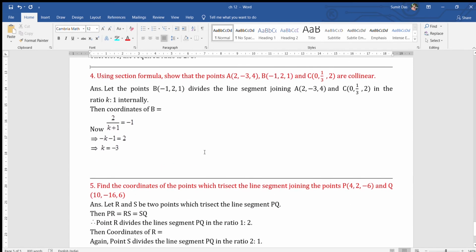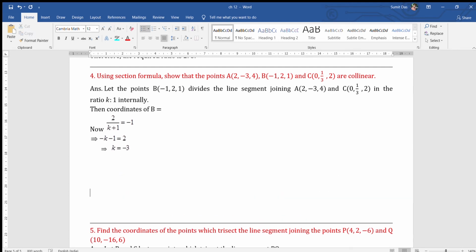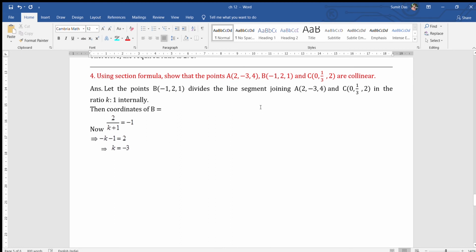Then question number 4 is saying: using the section formula, show that these 3 points are collinear. Suppose this is A, this point is B, and this point is C. How can we say these are collinear using the section formula? When can you say these are collinear?